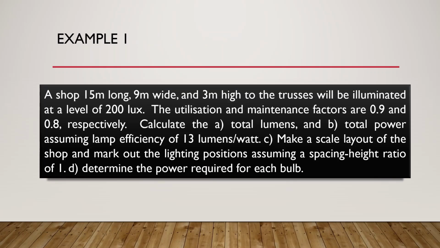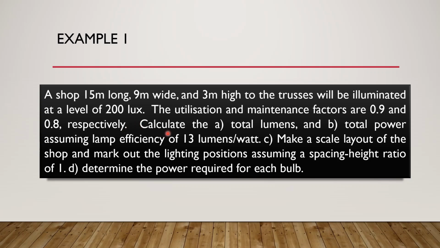Example 1. Let's consider that a shop is 15 meters long, 9 meters wide, and 3 meters high to the trusses. Of course, trusses are those woods you see on the ceiling, before the ceiling, especially in the workshop. It will be illuminated at the level of 200 lux. So the level of illumination required here is 200 lux. The utilization and the maintenance factors are 0.9 and 0.8 respectively.